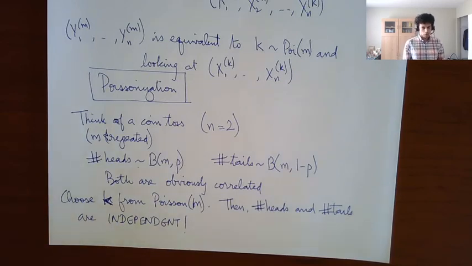So I'll end here. The main things to take away from today's lecture are the behavior of the Poisson distribution, the fact that sums of independent Poissons is a Poisson, the Poisson approximation, and understanding the Poissonization process. So I'll stop here and I'll take questions.